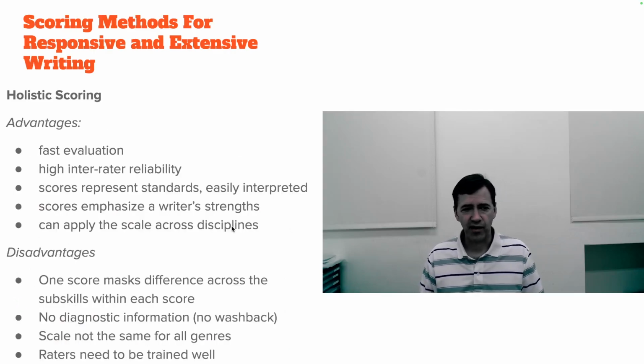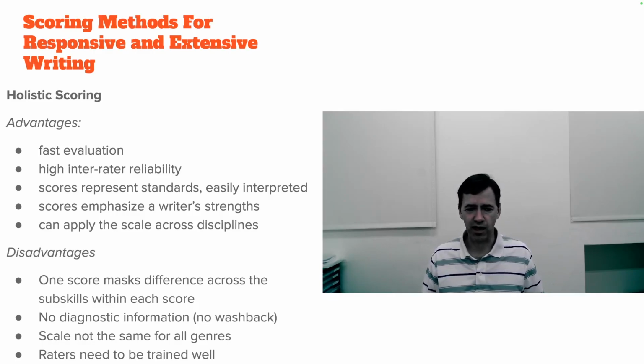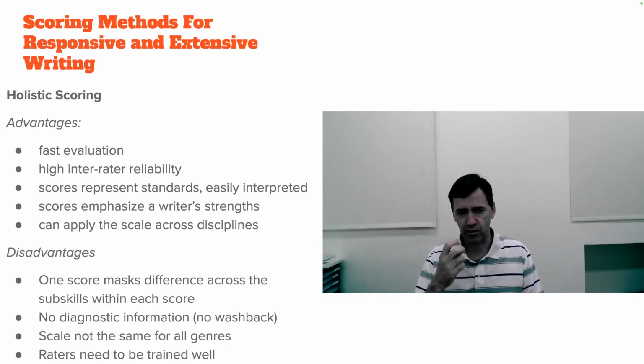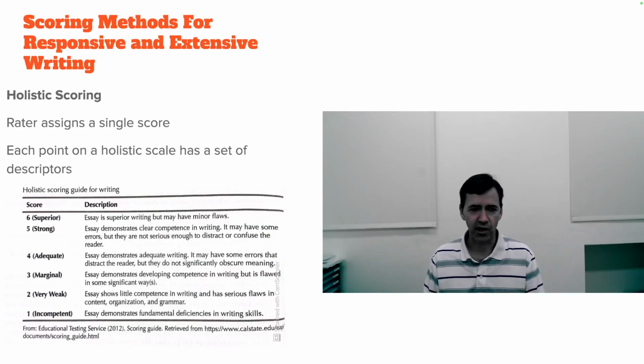Okay, they have advantages and disadvantages. So for holistic, it's faster to evaluate. It has higher inter-rater reliability because if more than one rater is writing, you can actually discuss with each other, and it's easier to change the scores and make them match each other. And if you're trained well, then your scores should be in the right range anyways. Scores represent standards, so it's easily interpreted. So if I get a 6, now I know that I have superior writing ability.